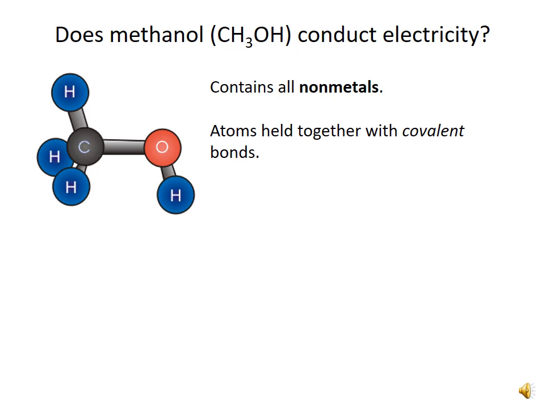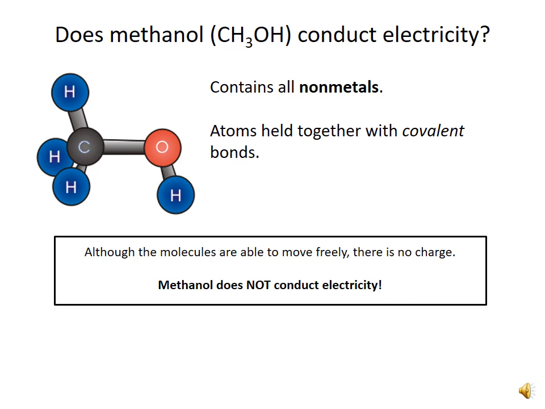So we've now discussed strong electrolytes, which are those soluble salts, strong acids, and strong bases, and also weak electrolytes, which are our weak acids and weak bases. So let's look at another category of compounds. In this case, let's look at methanol as an example. Does it conduct electricity? Well, if we look at the elements that make up methanol, we see that they're all non-metals. And when this is the case, atoms are generally held together with those covalent bonds, meaning that there aren't charged particles or ions that are part of the structure.